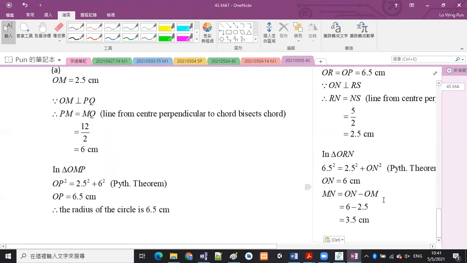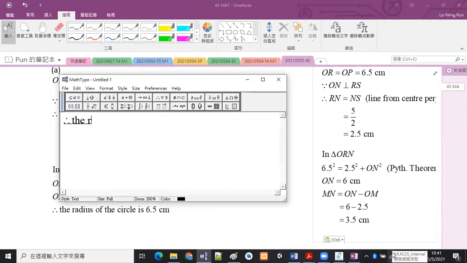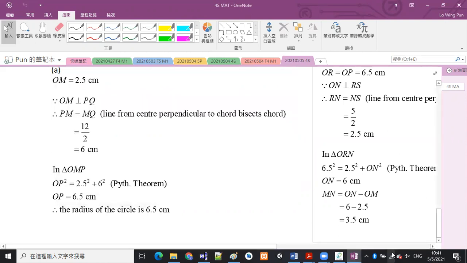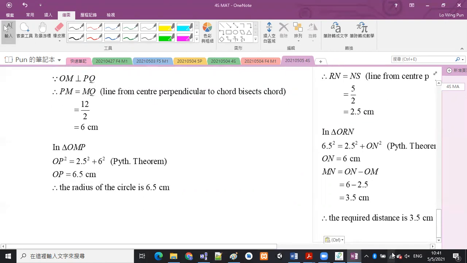Okay? So the required distance is 3.5 cm. That is the final answer. 得唔得？了解到大家？ It's okay.